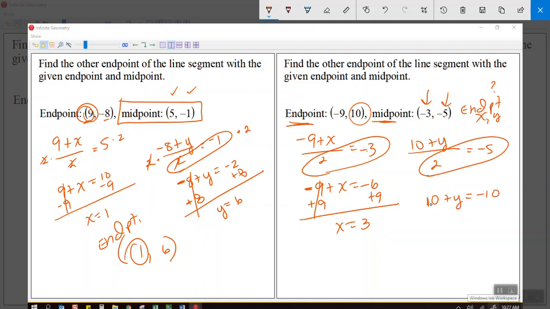This is a +10, so we have to subtract 10. Now I know some of you try to check your work on the calculator. 10 minus 10 is 0, but -10 and -10 is -20. So then the other endpoint is 3, -20.